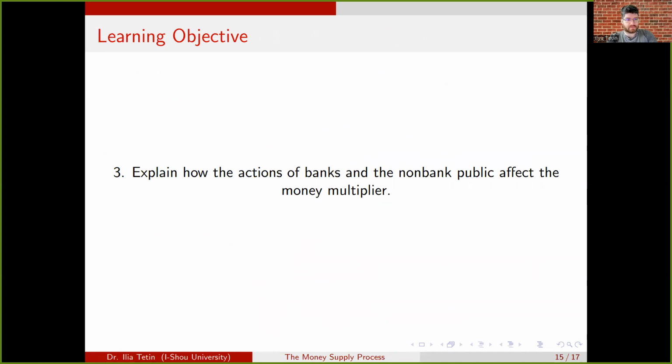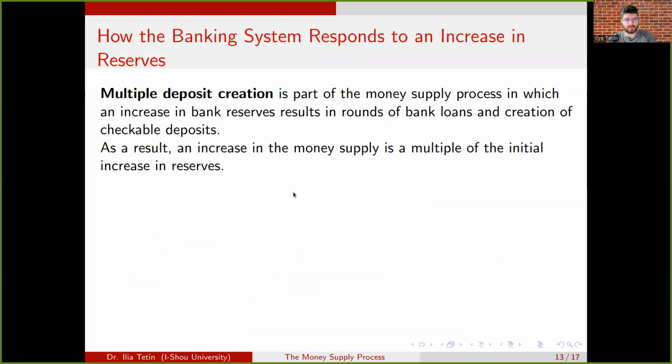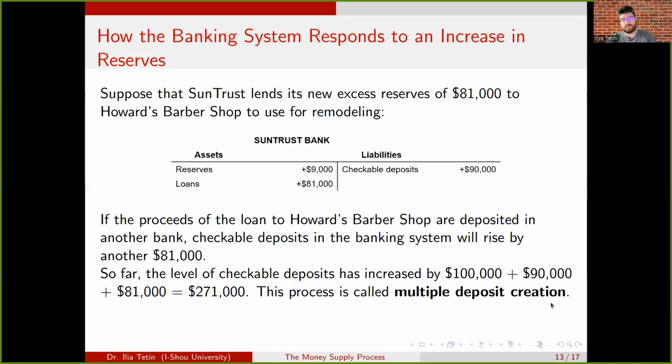Okay, so initially we have multiple deposit creation, and if the Fed goes in the opposite direction, it sells $100,000 in securities to Wells Fargo. Then that means it reduces the bank's reserves by 100,000, and the simple deposit multiplier is 10. We know that a decline in reserves of 100,000 will eventually lead to a decline in checkable deposits of $1 million. So this will be called multiple deposit contraction, not creation, the opposite way, right?